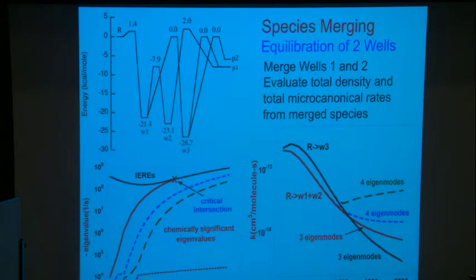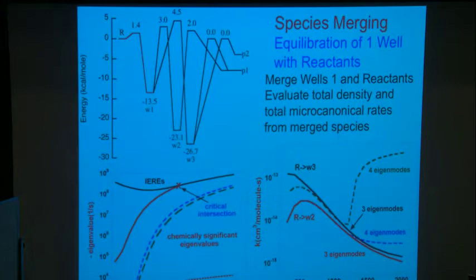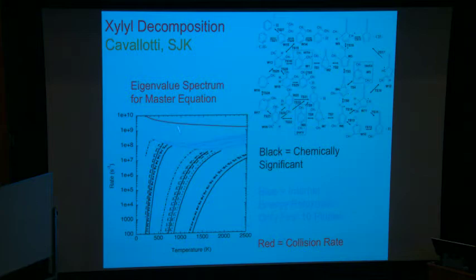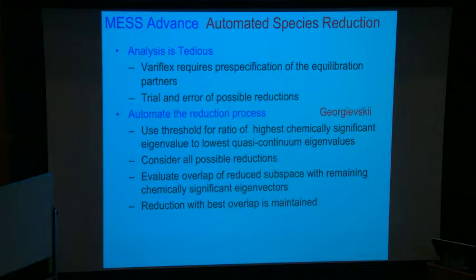I think I'm going to skip these merging things. Here's another example, xylyl decomposition. Here we have 20 wells, and you see the same kind of problem. And what you have to do is pick your temperature ranges that you're interested in and deal with it that way.